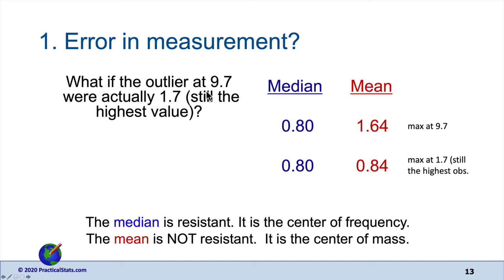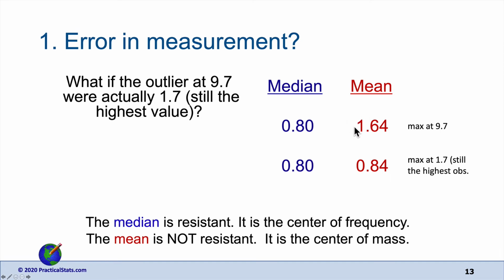So here's an example. This was the residential nitrogen data that we looked at earlier, and that outlier that was circled was at 9.7. What if it actually had been at 1.7? It's still the highest value.